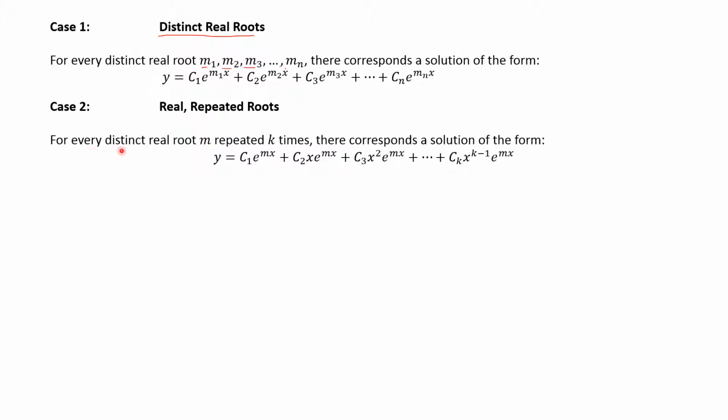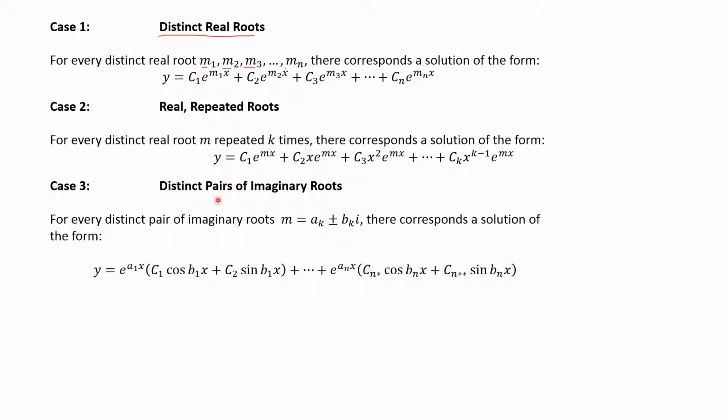The second case is you have real and repeated roots. For every distinct real root m repeated k times, there corresponds a solution of the form c1 e to the mx, and then c2 x e to the mx, c3 x squared e to the mx, and so on. It will depend on how many times m has been repeated. For example, if it is repeated twice, then you just have c1 e to the mx plus c2 x e to the mx. If it is repeated thrice, then it goes until c3 x squared e to the mx, and so on.